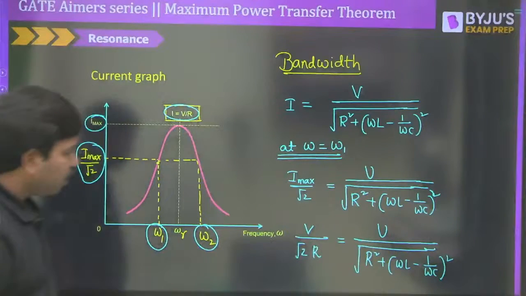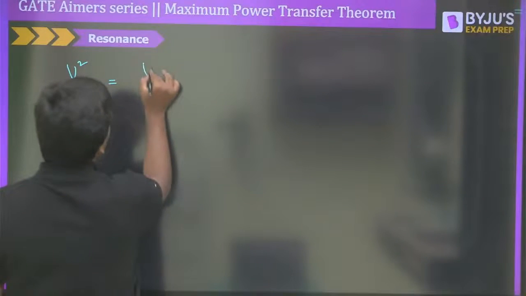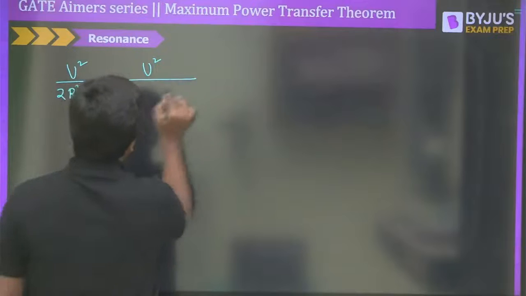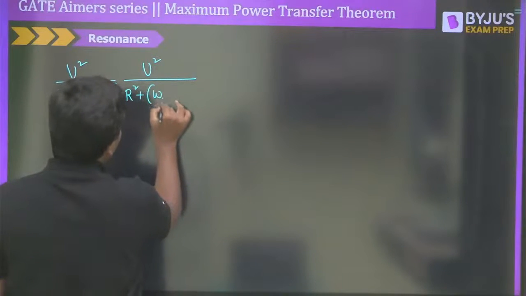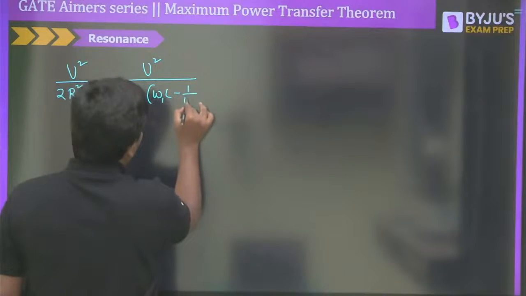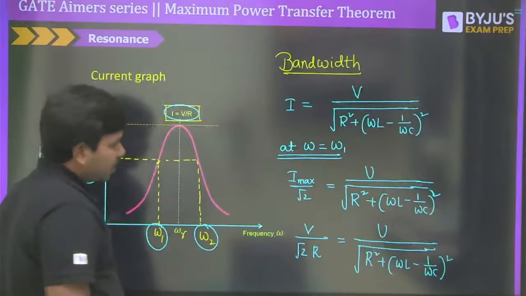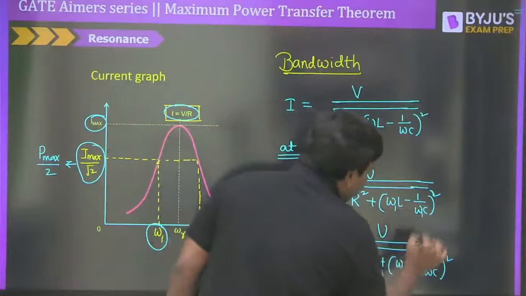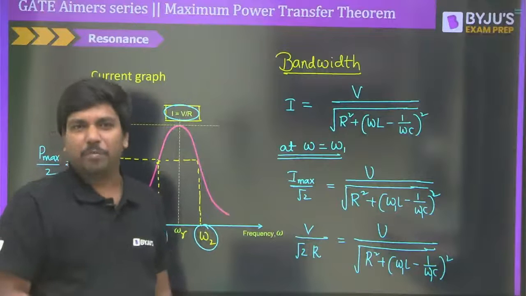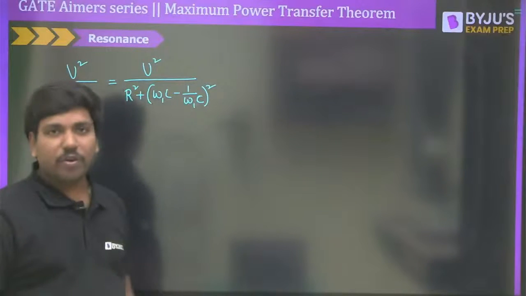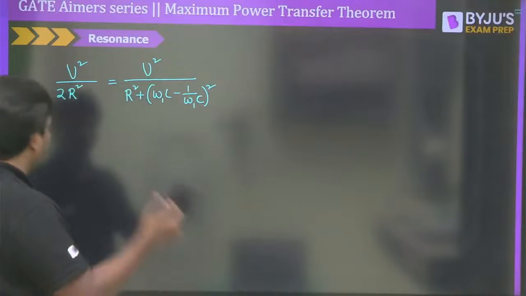V square divided by 2 times R square, and right hand side you will also be having V square all the way divided by R square plus (omega 1 into L minus 1 divided by omega 1 into C) whole square. Please try to see, this is omega 1 and this is omega 1. Initially it took a little bit of time, but trust me, once you get habituated to this, you will easily be able to understand. I will also give the shortcut to remember this.